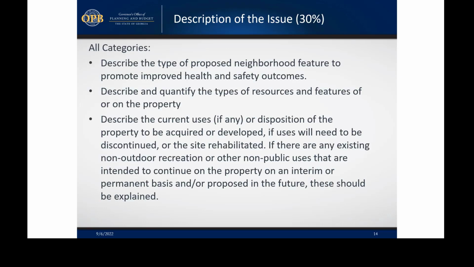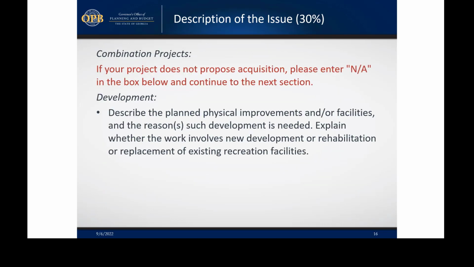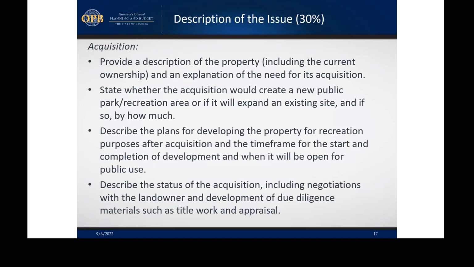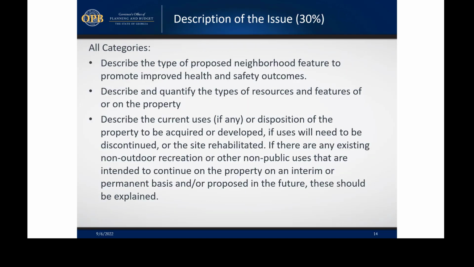So for all categories, for the description of the issue, we have two sets. I'll just go forward really briefly. So we have development and acquisition. For all of these categories, you're going to be required to describe the type of proposed neighborhood feature to promote improved health and safety outcomes.